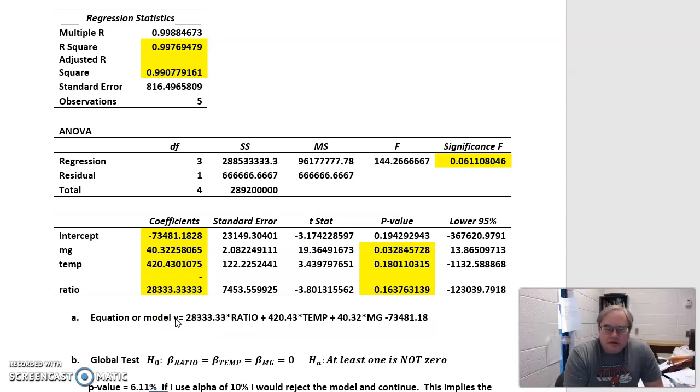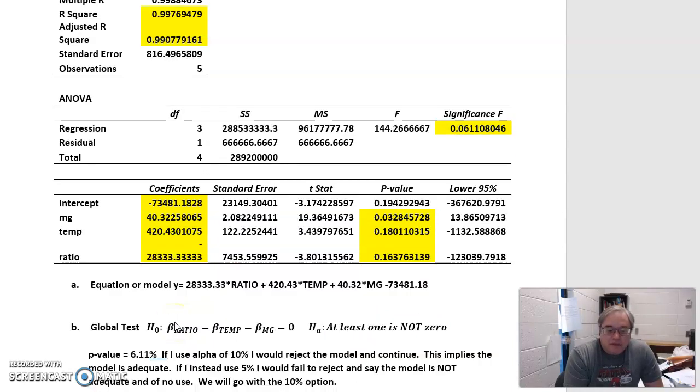The first thing you should do after getting the model is be prepared to do a prediction with it. So if I told you a number for ratio, a number for temp, and a number for mg, you'd plug those numbers into the equation. It would spit out an answer, and that would be your approximation for what the cost would be at those settings. So how good of a model is this?